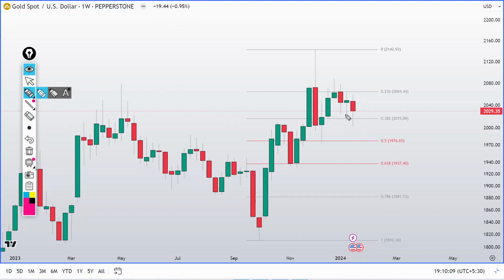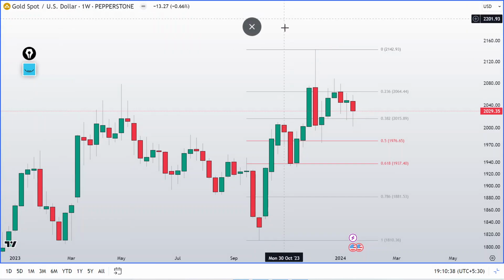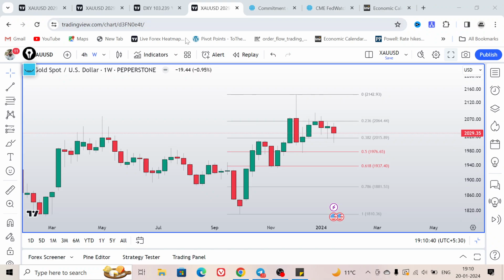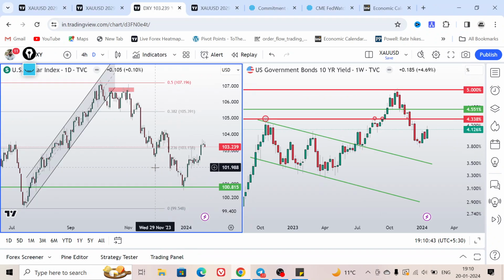rejection two times from this level, which is a Fibonacci level, which is 2015, on this cycle from this low to this high. So price is rejecting, of course, but the candle is bearish, so it is still inside and sideways as per the weekly. So we have to wait and see how the price is going to react in the next week as per the weekly time frame.